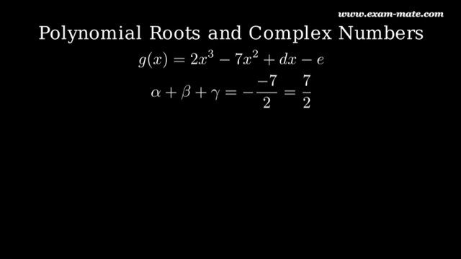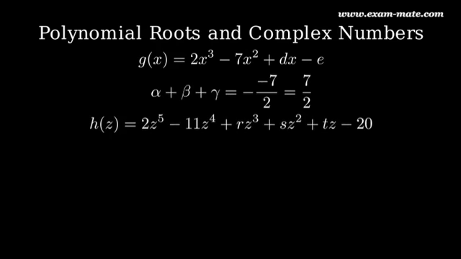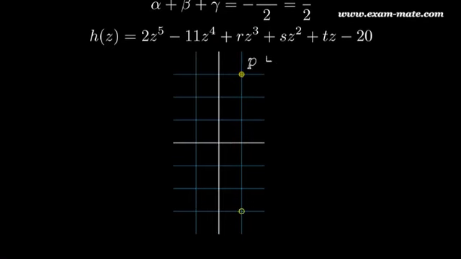Moving on to part B, we have a new function h of z equals 2z to the 5th minus 11z to the 4th plus rz cubed plus sz squared plus tz minus 20. We're told that z equals p plus 3i is a root. Since this is a polynomial with real coefficients, if a complex number is a root, its conjugate must also be a root. Using Vieta's formulas again, we know that the sum of all roots equals negative coefficient of z to the 4th over coefficient of z to the 5th.